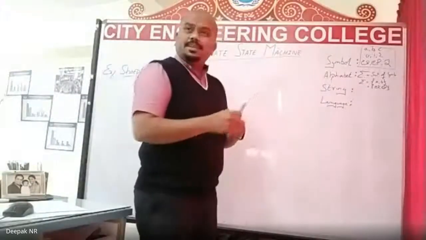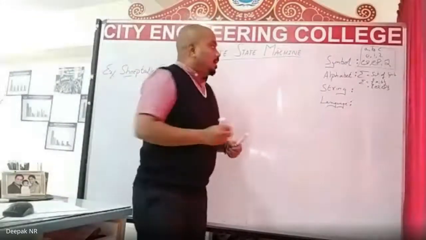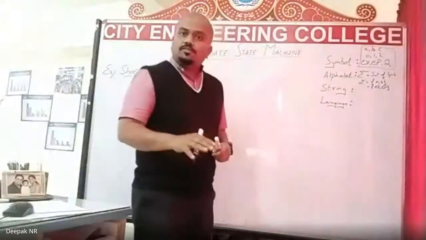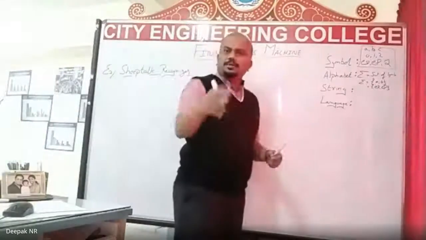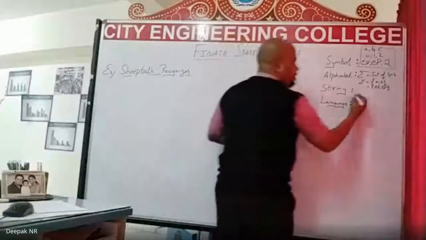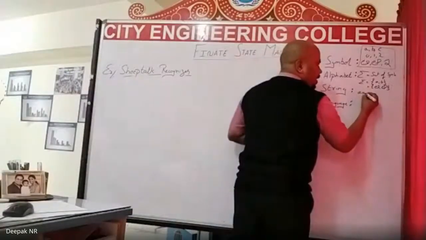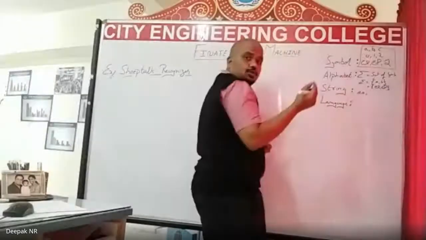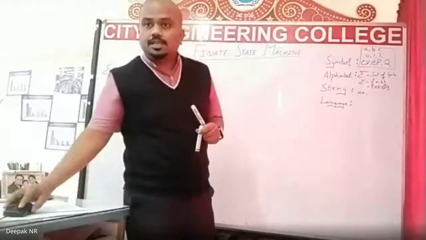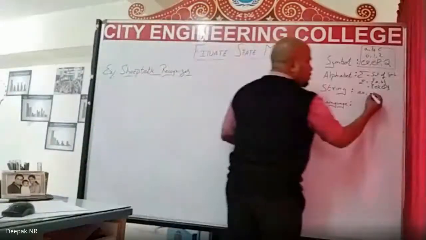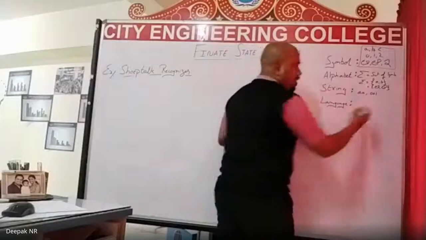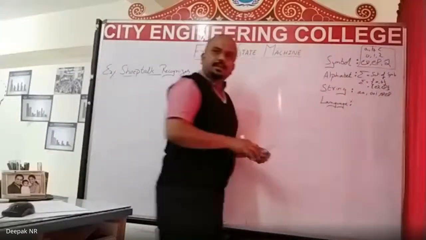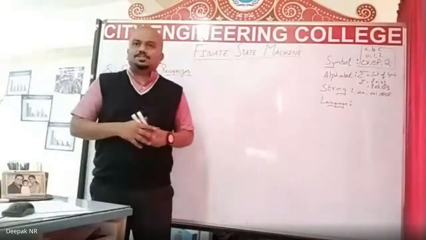Next, let me come to a string. What do you mean by a string? A set of alphabets forms a string. It can be in any format. For example, if I write AA, it's called a string. A set of symbols together forms a string. AA is a string, 001 is a string, AEU is a string.